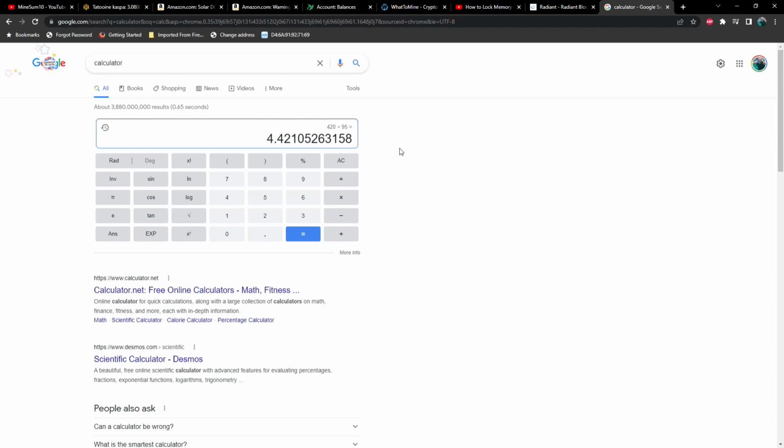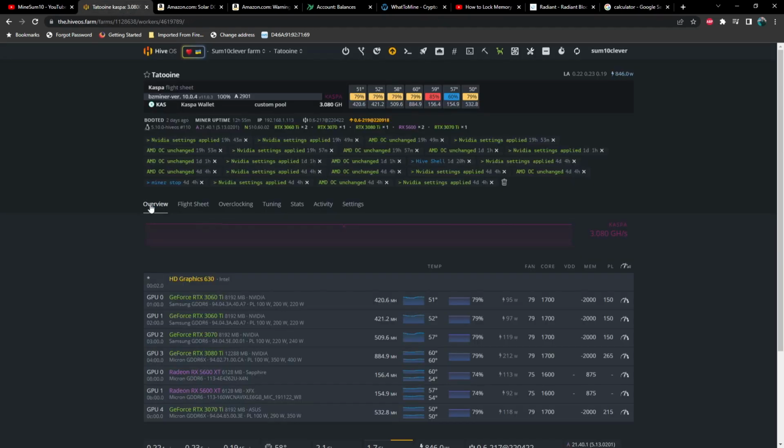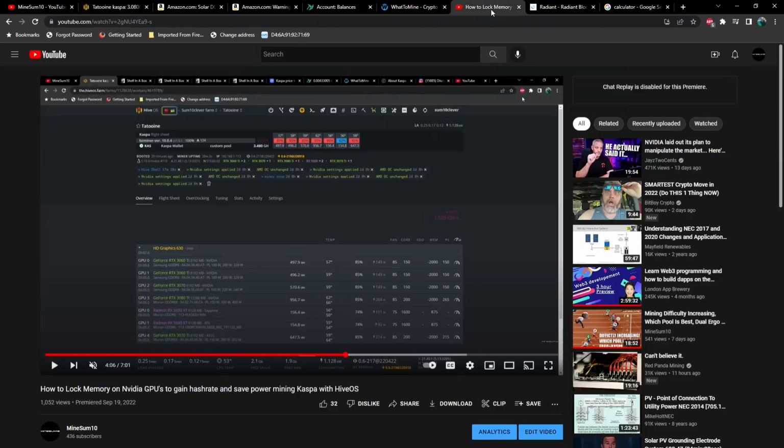0.42 mega hash per watt. So yeah, a substantial difference. The 3070 getting 509 at 119 compared to 570 at 149.